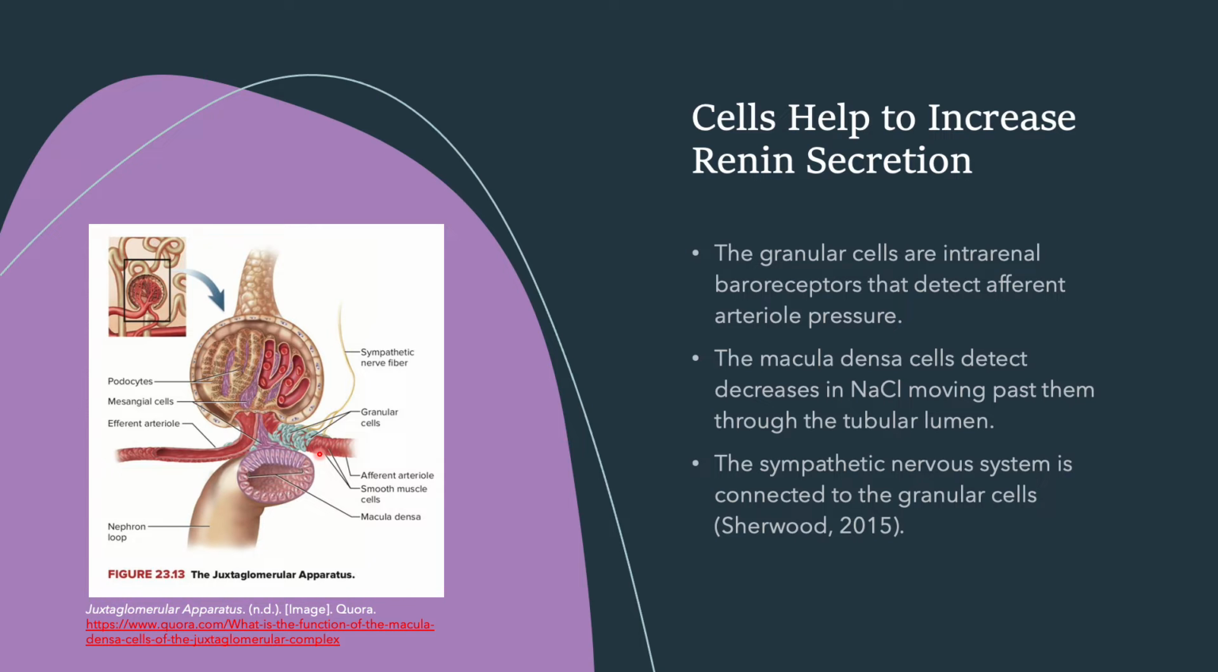The sympathetic nervous system is connected to the granular cells, and as blood pressure decreases, the baroreceptor reflex causes the sympathetic system to influence the granular cells to release more renin. So all of these situations will help to increase renin being released into the bloodstream, and that'll ultimately help with the increase of blood pressure.